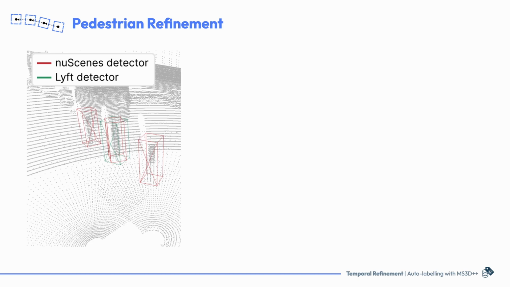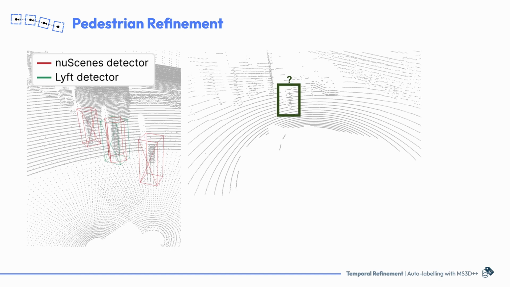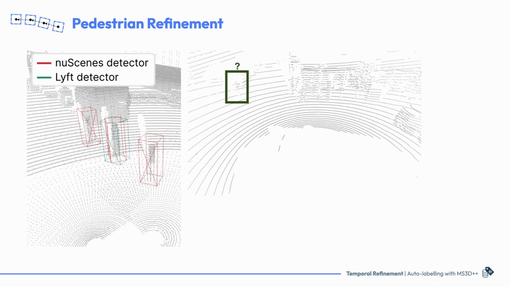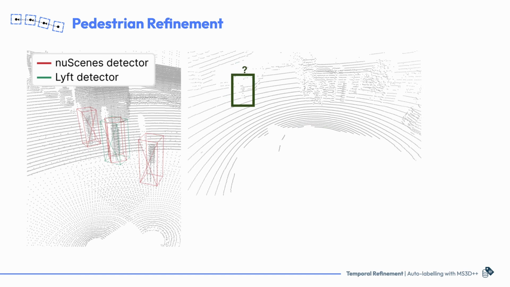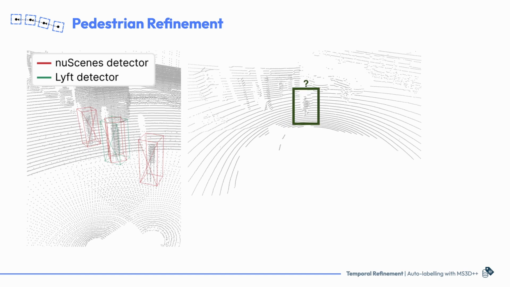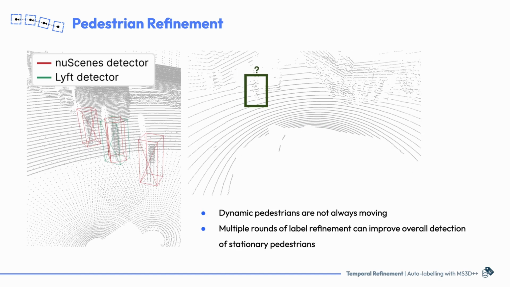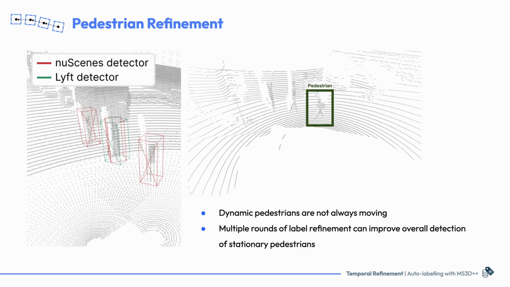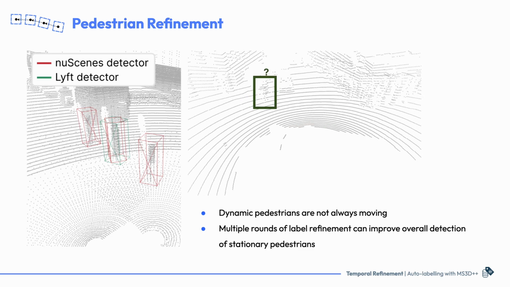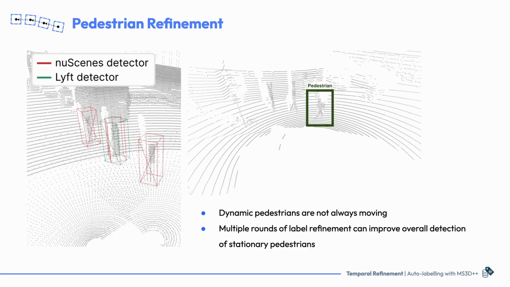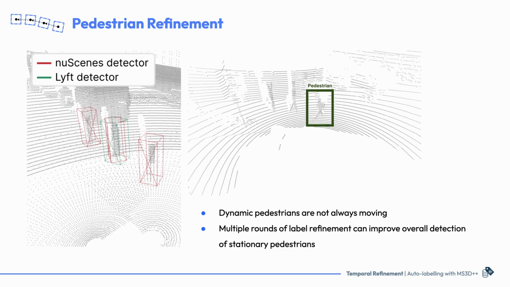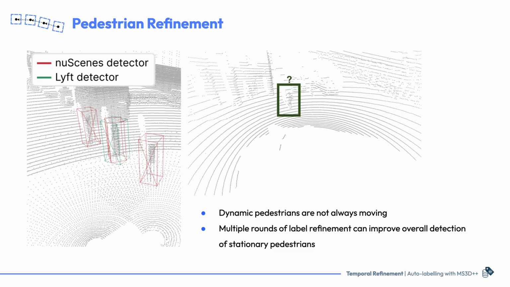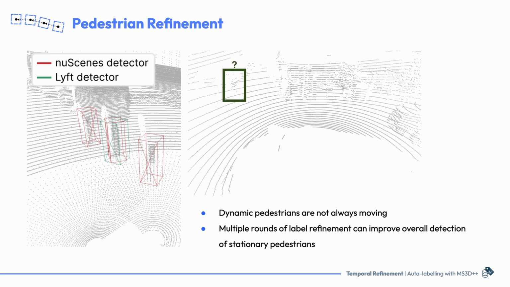There is one clear distinction though that we use for refinement: poles can't move, but pedestrians can. So in order to get true positive pedestrian labels, we start off by looking at pedestrian tracks that are actually moving. This is what we focus on for the pedestrians first, and it really helps with static pedestrians later on because dynamic pedestrians are not always moving. Throughout a sequence, they walk and they stop, and they wait for traffic lights or something like that. And also, if you do multiple rounds of label refinement, which I'll talk about in the next slide, it can actually improve the overall detection of stationary pedestrians as well.